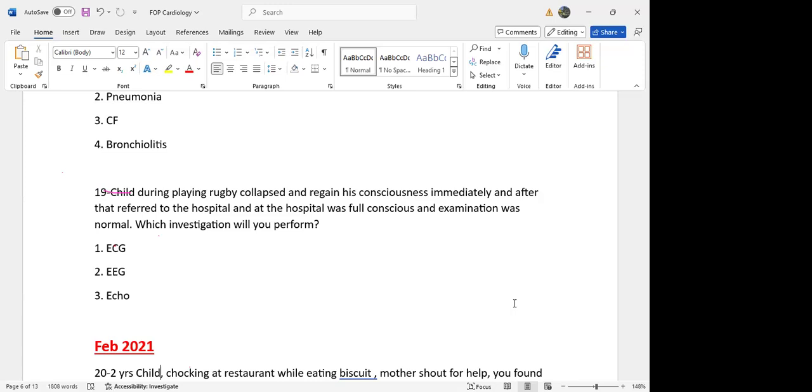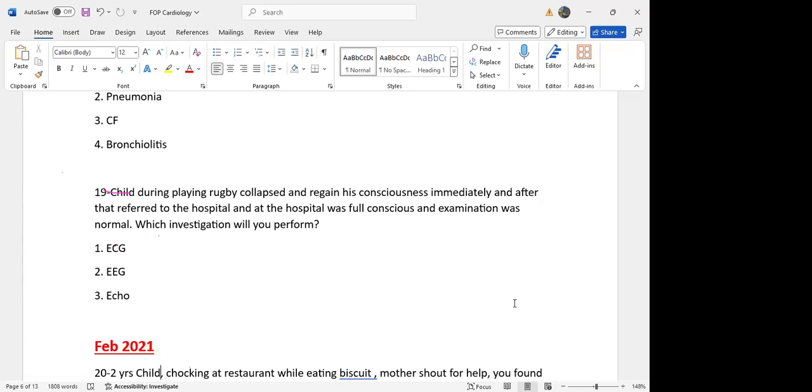In every setup, mostly ECGs are available. Echo can be, it depends. Some tertiary centres have echo facilities, but not every hospital. So at this time, with a normal examination, I will go with ECG because this child regained consciousness immediately. This is not a fit, this is syncope.